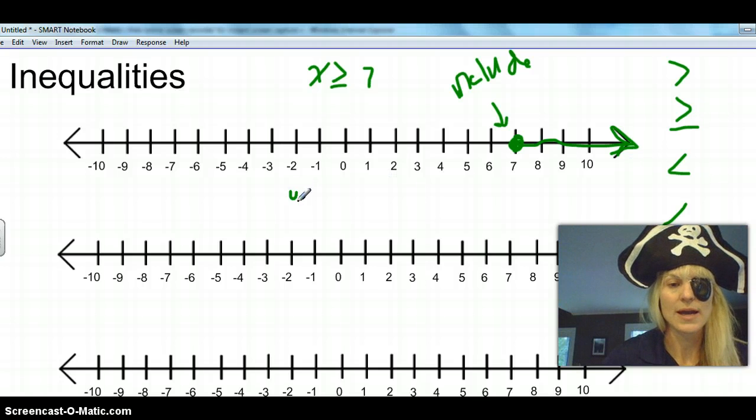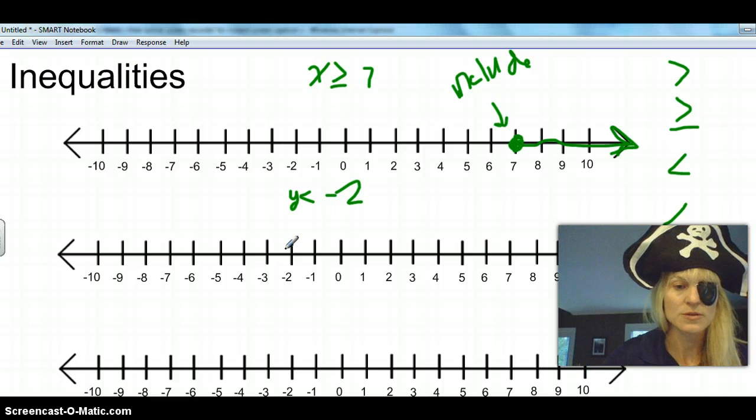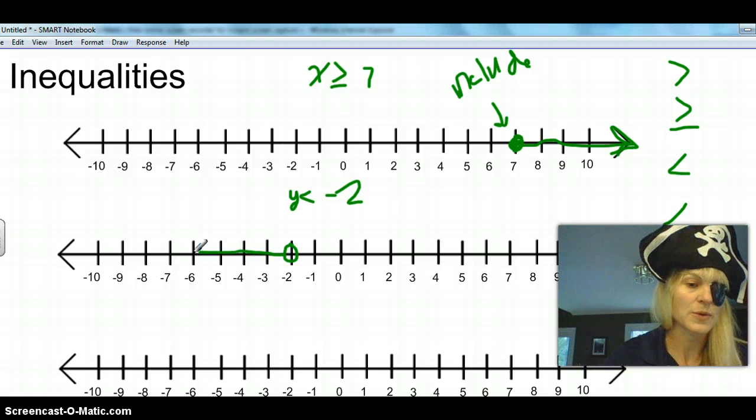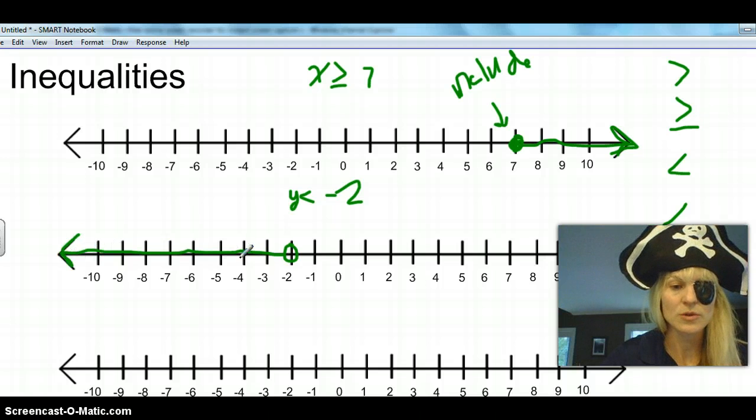Let's say I have y is less than -2. So y could be any number below -2. It does not include -2. So if you remember, we use an open circle. That means not -2, but numbers lower than -2 would be this way. And remember, it does not just include whole numbers. It includes everything below -2. So we could say -2.1, -2.2, -2.3, -3, -3.5, -4. All those numbers I could plug in for y.